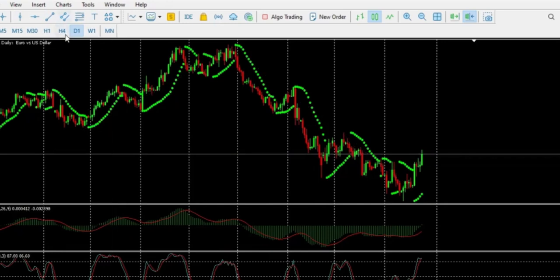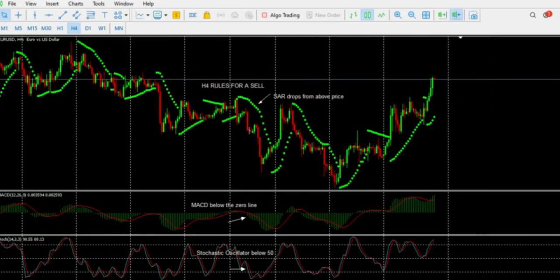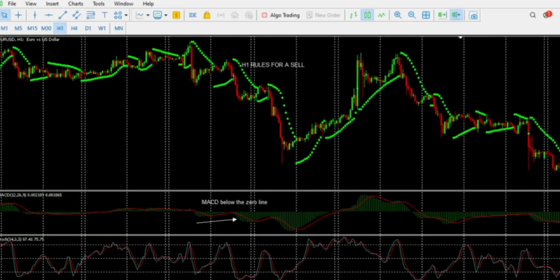How does the strategy go? This is a Euro USD chart. You move over to the 4-hour time frame. Ensure that the MACD is below the zero line and the stochastic oscillator is below the 50 mark. Ensure that the Parabolic SAR drops from above price. Then you move over to the H1 time frame. On the H1 time frame, ensure that the MACD is below the zero line. You wait for the stochastic oscillator to move above 50 towards 80. And then you ensure that the Parabolic SAR indicates buy, which means a pullback or a consolidation.